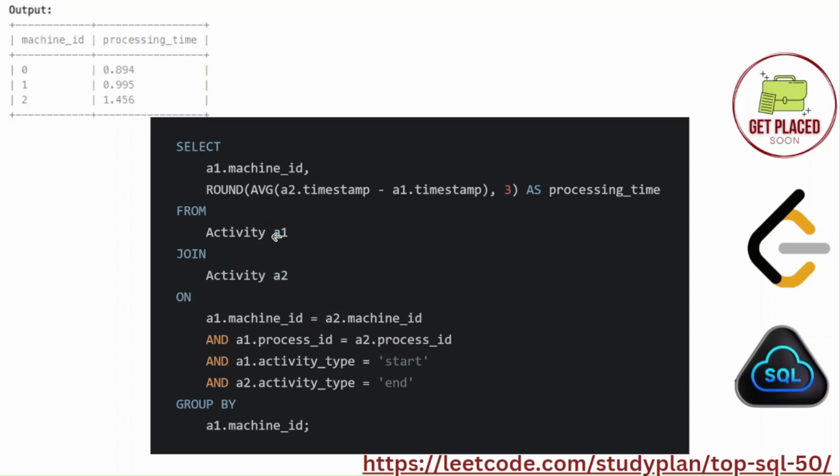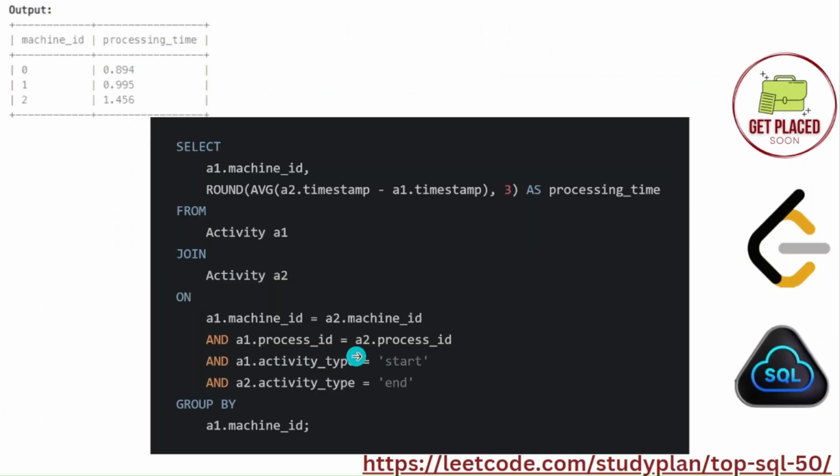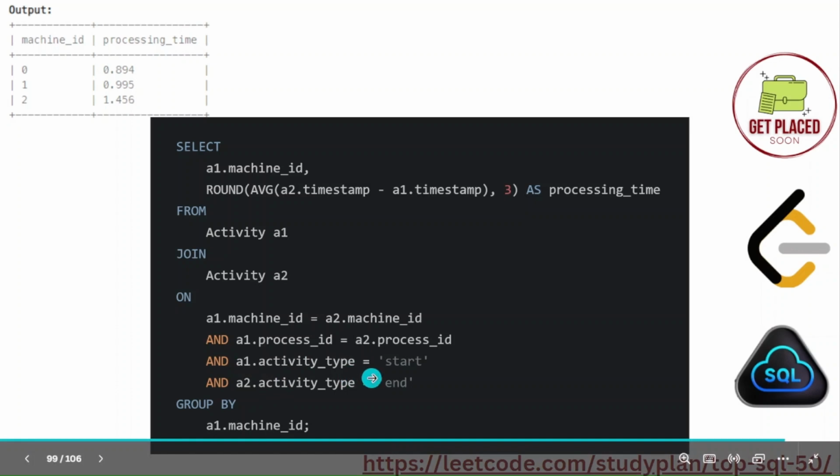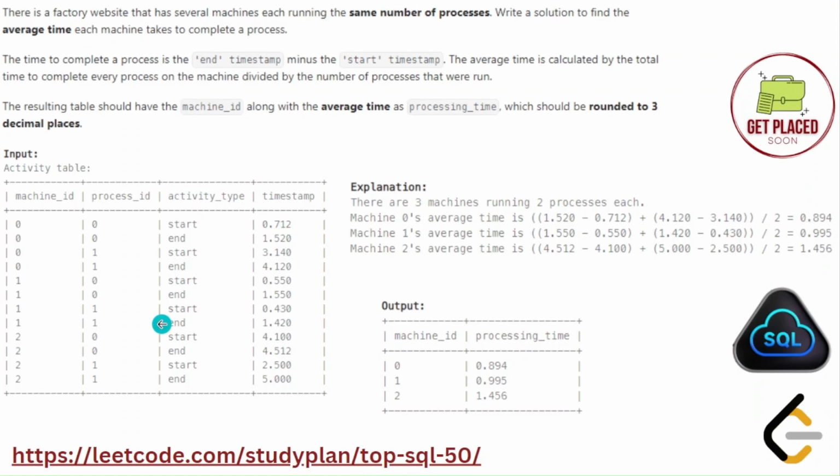Now coming to the second point. In this column only we have start value and end value, and the timestamps are here, right? So we will divide start separately and end separately. How to do that? We will assign alias 1 for start, alias 2 for end. A1 dot activity type will be start, A2 dot activity type will be end. So now we are dividing these aliases. Alias 1 consists of all starting timings, alias 2 consists of all ending timings. Based on that, A1 and A2 will be created. Also, you can see here, in one machine ID we have multiple processes.